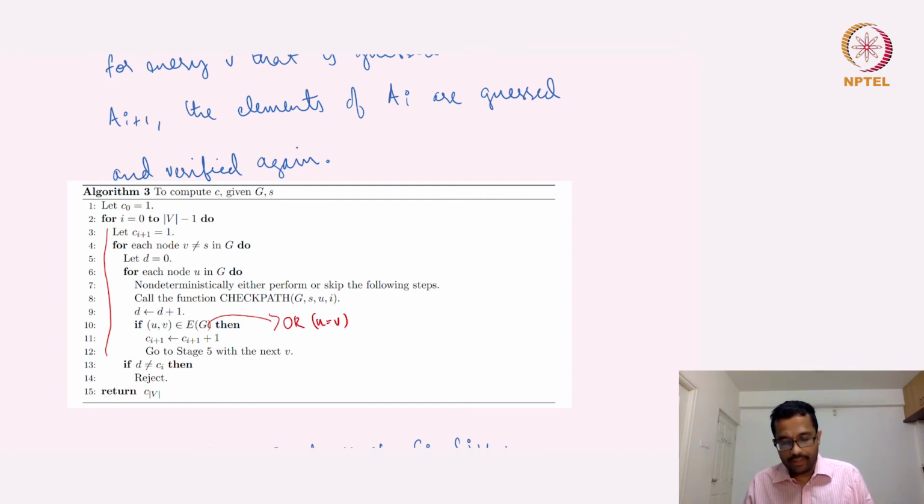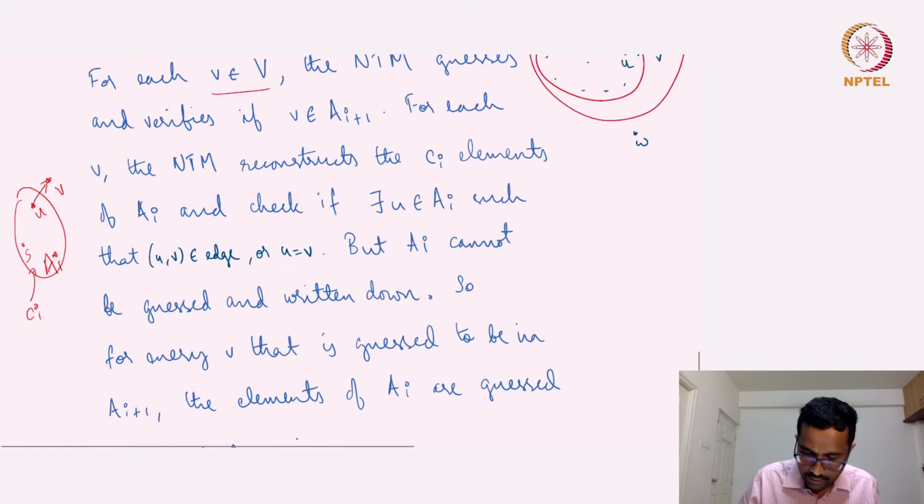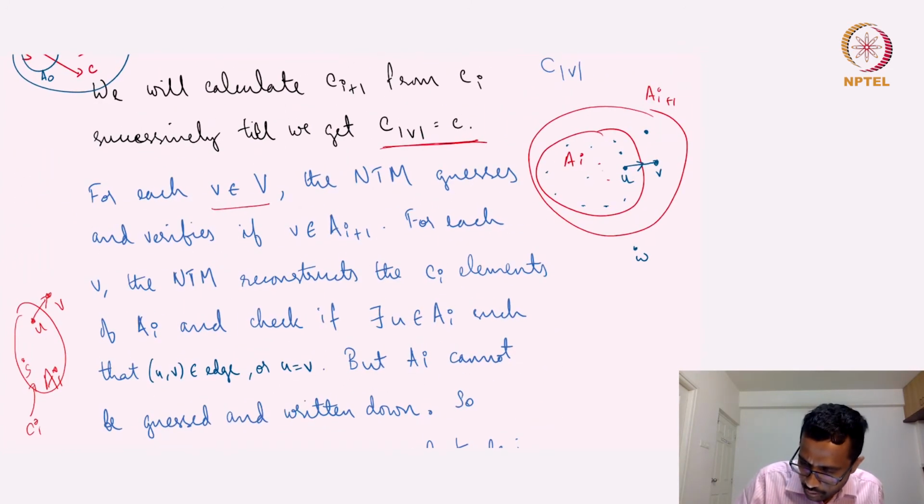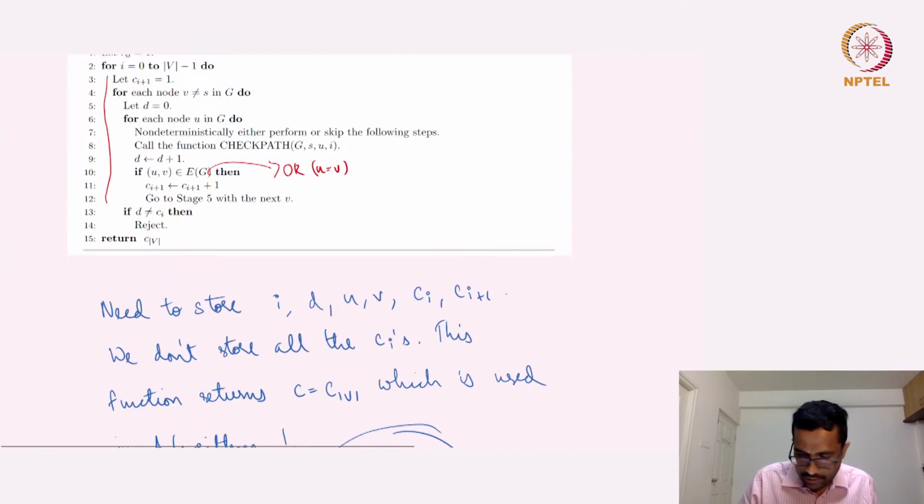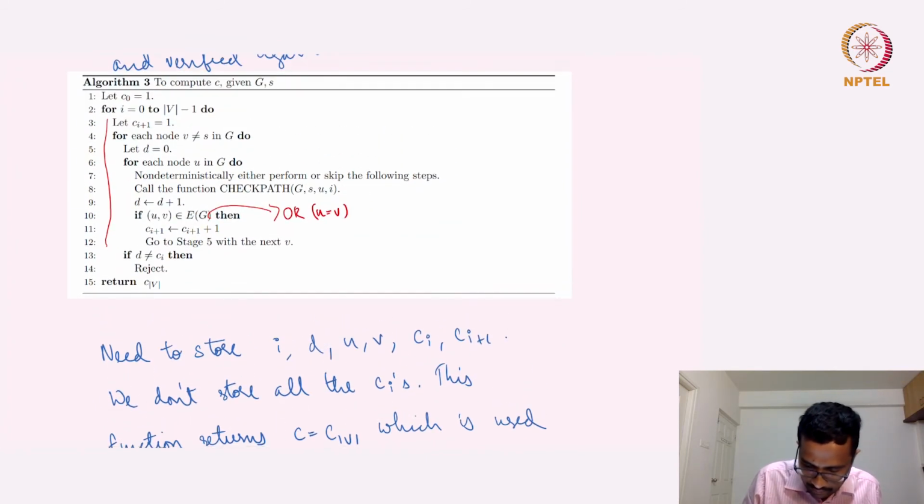If V is not reachable in i+1 steps, we actually need to make sure that we have covered all our possibilities, that all the vertices that were supposed to be reachable in i steps or less have actually been identified. So whatever I said over here, we have indeed computed all the vertices in A_i. That is done in step number 13. We keep a running count D for each vertex that was identified to be in A_i, and we check whether D is equal to C_i.